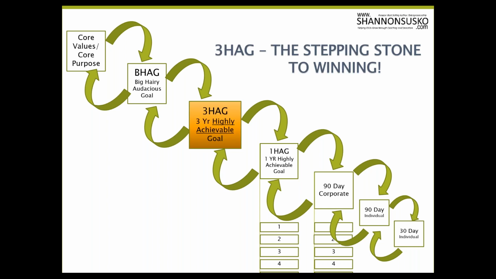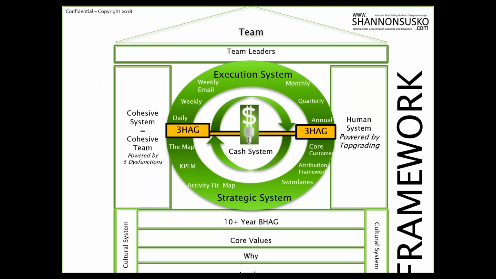We want to have all these things in place, because we know having a 3-year highly achievable goal that has our strategic system in play, so it's not static. We're working through it. We're constantly working through it, and we're aligning our highly achievable goal 3 years away, aligned to our 1 year, our 90-day individual, and our 30-day. So the 3HAG is definitely the glue that can drive the value for your company going forward. The better we can map this out, the clearer decisions we can make, and we have confidence in where we're going.